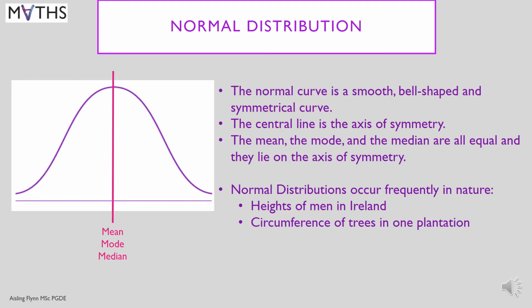If you were to record the circumference of trees in a plantation, say they're all planted at the same time, some are slightly larger, some are slightly smaller, and if you had enough trees you would get this nice smooth curve for your histogram, which is the normal distribution. If the IQ of all 18-year-olds was recorded, you'd get a normal distribution, etc.